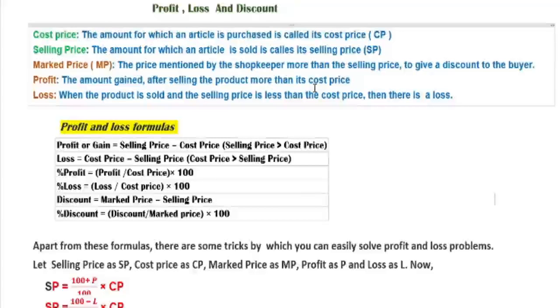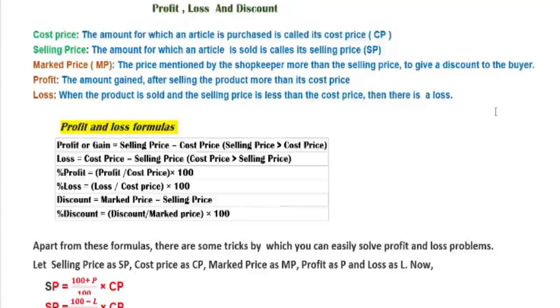In the same way, loss: when the product is sold and the selling price is less than the cost price, then there is a loss. So loss means the difference of cost price and selling price. That means in a transaction, if cost price is more than selling price, in that case there is a difference in cost price and selling price. That difference we call loss.